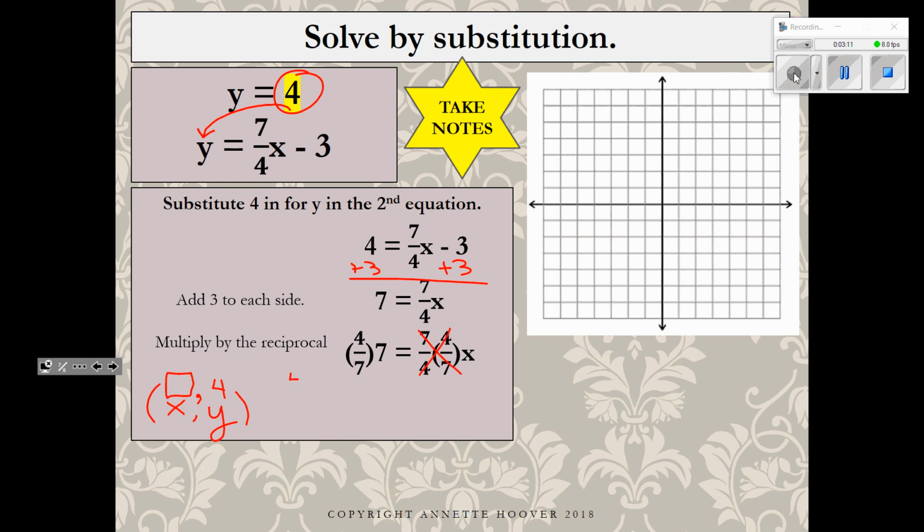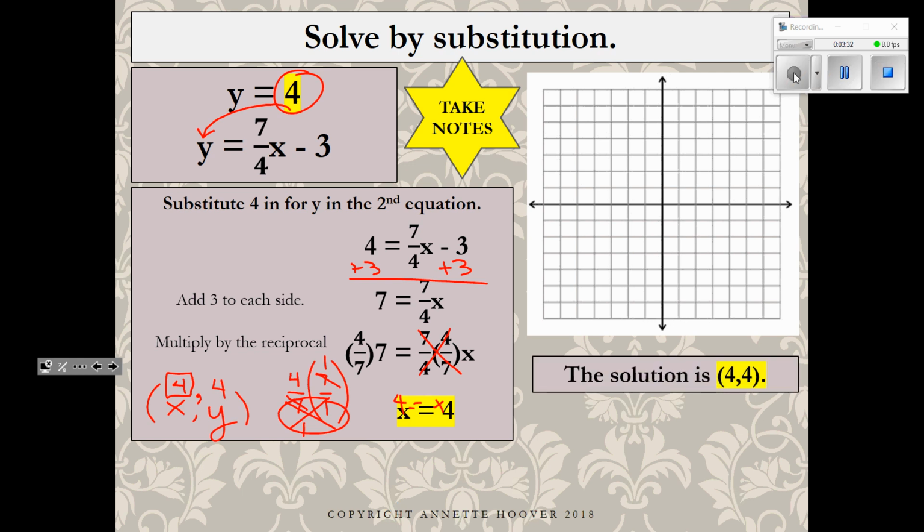Don't be afraid of the fraction here. You have 4/7 times 7 over 1, but when you look at this, you'll notice that if you cross cancel, these become 1. Down here, all you have are 1s, so they go away. And you just have 4 times 1 on top, so x is equal to 4. So we think the ordered pair is (4, 4). So we're going to graph it and see if that is true.